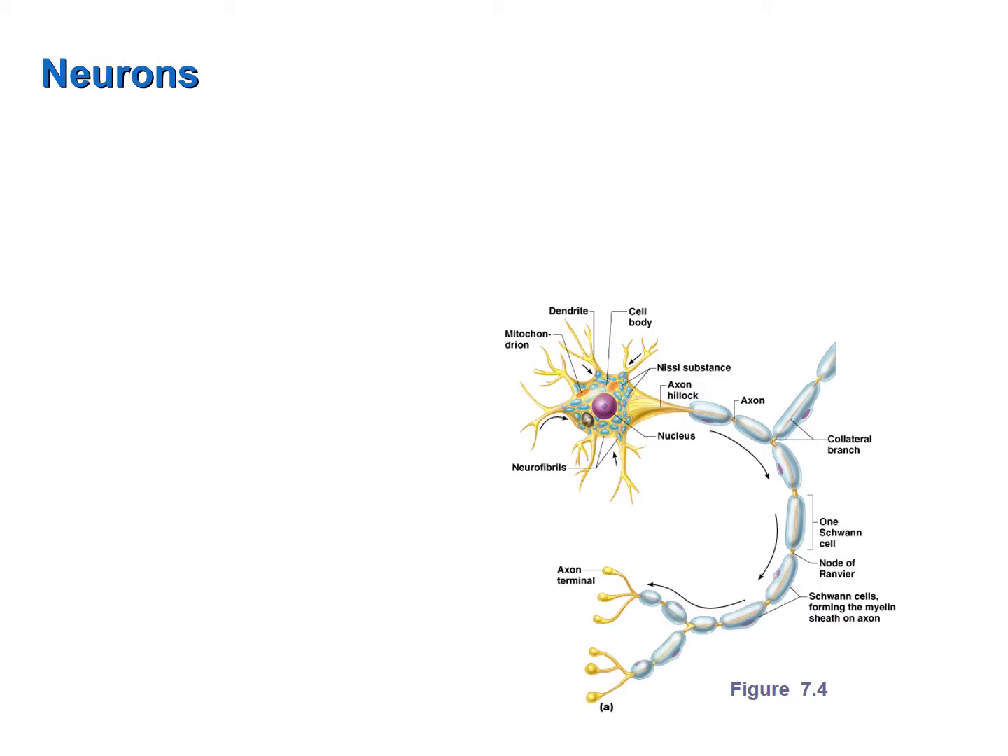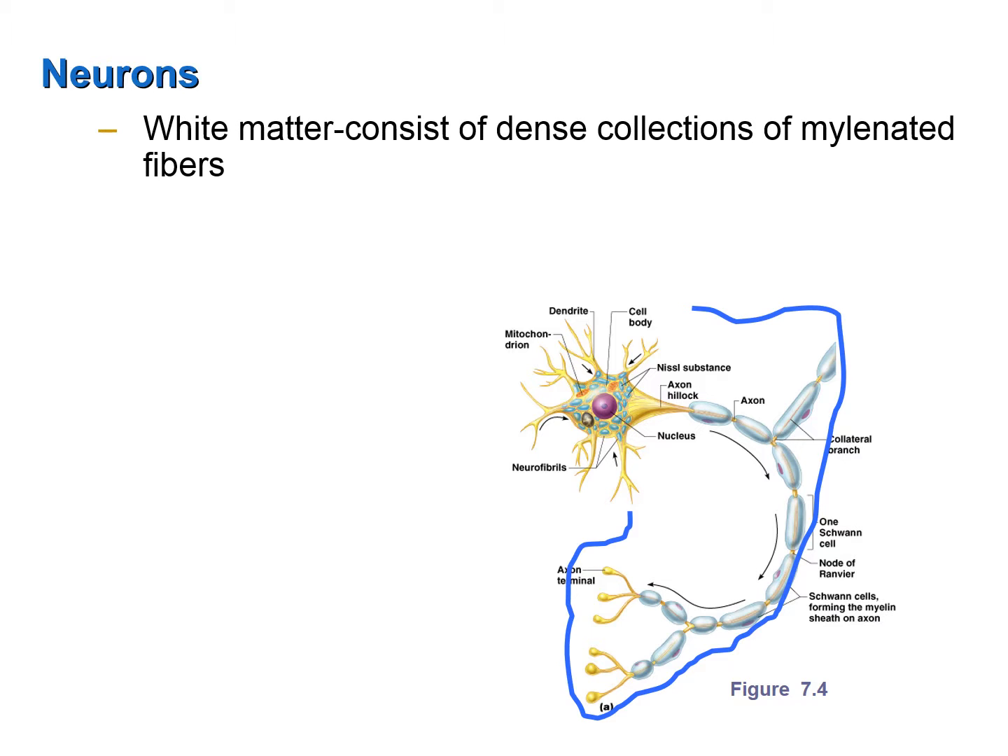Have you heard the terms gray matter and white matter with respect to nervous tissue? White matter consists of myelinated nerve fibers. Notice that the myelin sheath is white in appearance, at least in comparison to the cell body. So white matter basically consists of dense collections of myelinated nerve fibers or myelinated axons.